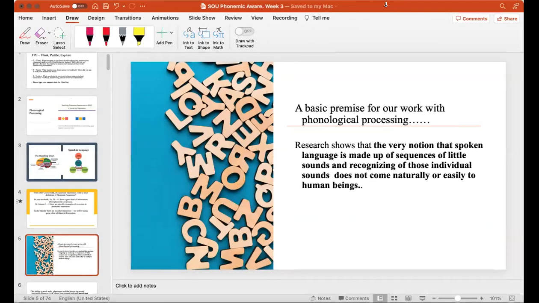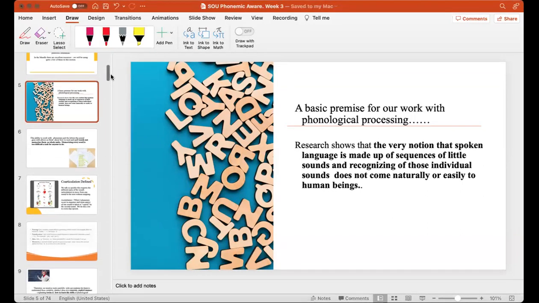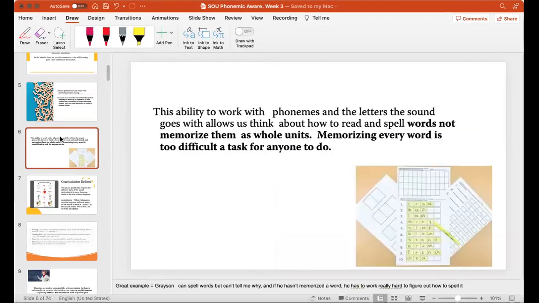So the research into phonological processing is based on the fact, and this is something that makes this whole thing that we're doing a little bit challenging, that spoken language is made up of a sequence of little teeny tiny sounds, and being able to recognize those individual sounds doesn't come easily or naturally to many human beings. So we have to teach it and work with it, because if you can't do that pulling apart and isolating of sounds, you have to memorize every word, and that's not possible. There are too many words in the English language.